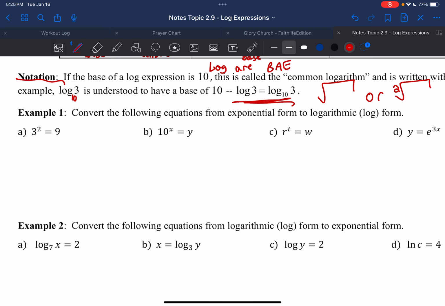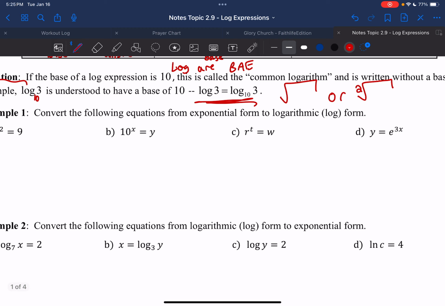What's this all talking about? Convert the following equations from exponential form to log form. On these examples, I'm going to do just two of them, and then have you do the other ones by yourself. So we're going to do C and D together.